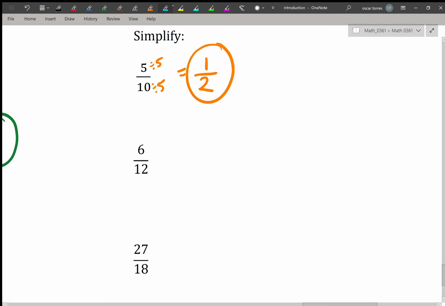Now if we move on to the next fraction, we can do the same thing. What number goes into 6 and 12? That would be the number 6. 6 divided by 6 is 1. 12 divided by 6 is 2. So we end up with 1/2 again.